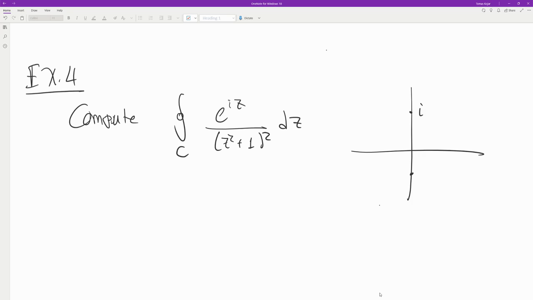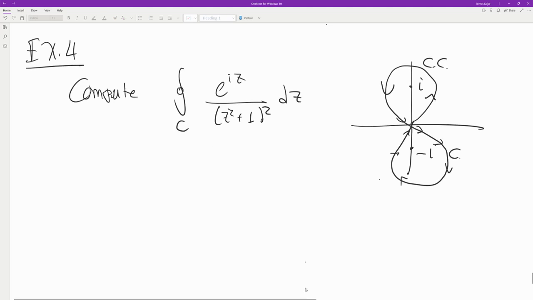So i and minus i. So a figure 8 with this orientation. Okay, so this is counterclockwise and this is clockwise. I call it C1 and C2. Okay, so yeah, compute this. If you want, you can pause and try to do it.